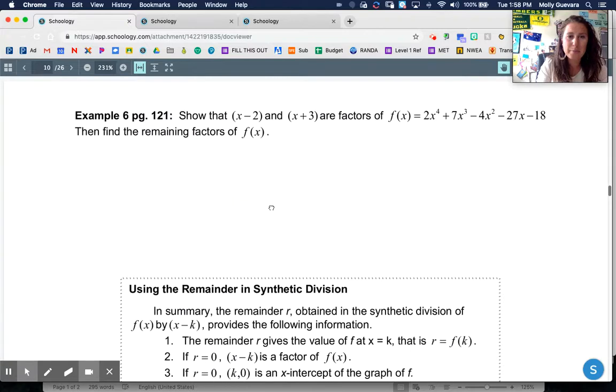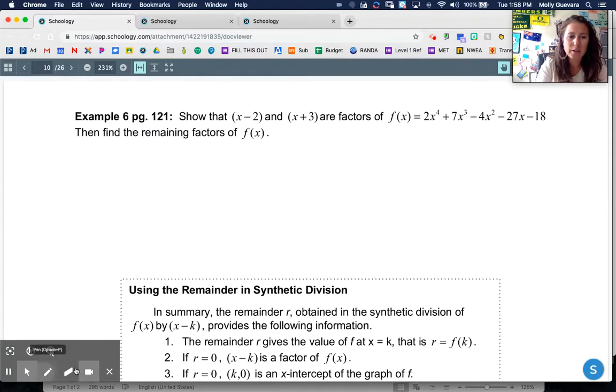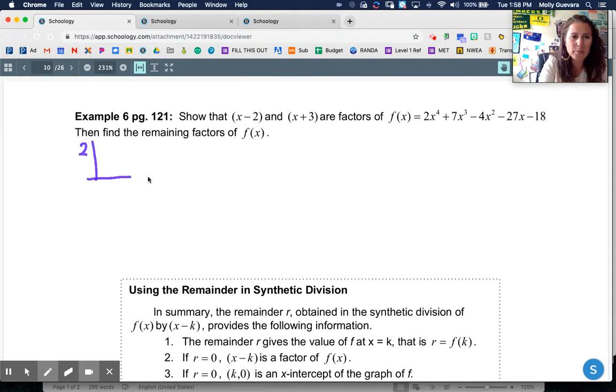The last example says, show that x minus 2 and x plus 3 are factors, and then find the remaining factors. So we're just going to pick one to start with. Let's start with x minus 2, just because it's written first. So I'm going to divide by 2, because that's my c. And I'm going to go in order. I have x to the 4th, which is 2, x cubed, which is 7, x squared, which is negative 4, x to the 1, which is negative 27, and x to the 0, which is negative 18.